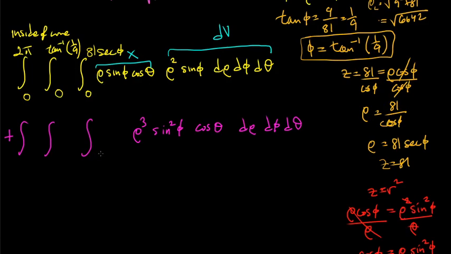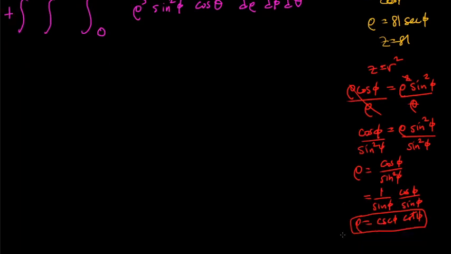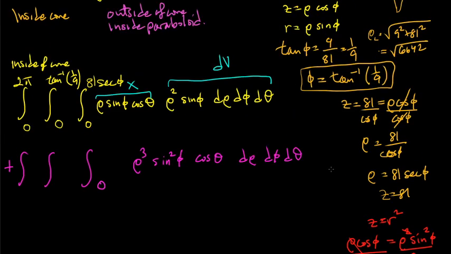Let me go back to this, right? Rho starts at 0, and we end up at cosecant phi times cotangent phi. That doesn't look clear, does it? Let me rewrite that one more time. Cosecant phi times cotangent phi. Okay.